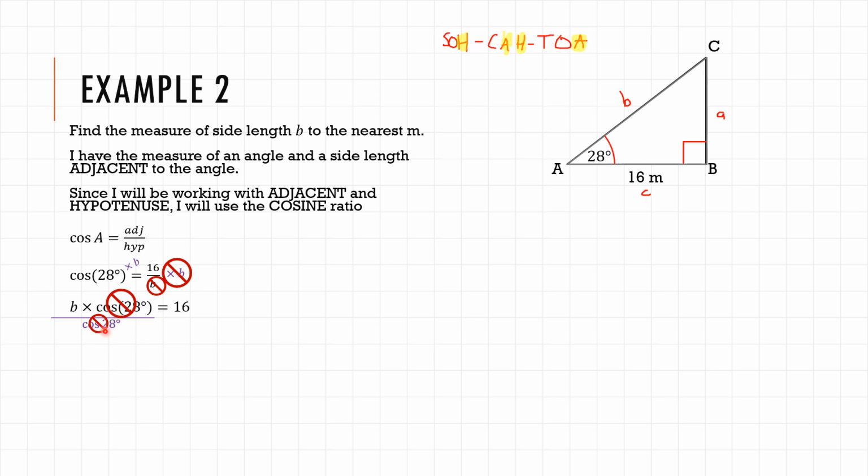And it's going to cancel out. And then I have to do the same thing onto the other side. So what is 16 divided by cosine of 28? If you put that into your calculator all at once, it'll tell you that the length of B is about 18.12112, which I'm going to round to the nearest meter. That's going to be about 18 meters.